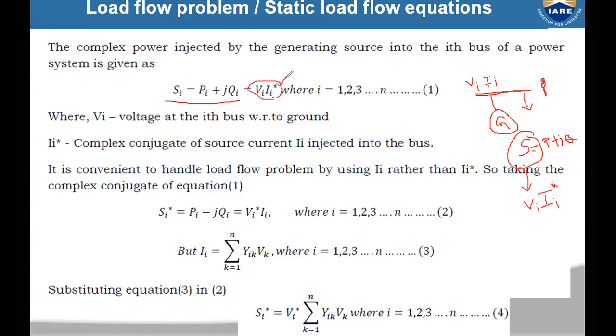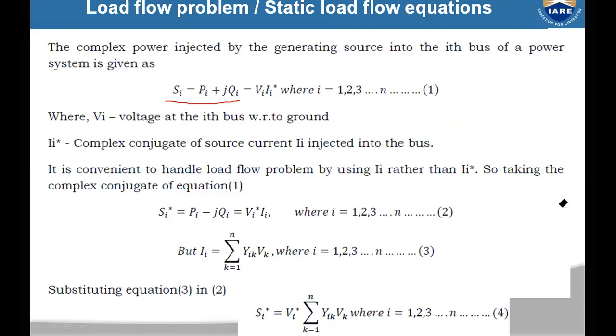What does this conjugate represent? Generally, about 90% of the loads in the power system are inductive, so the current is always lagging. Current I is equal to magnitude of I at an angle of minus theta. To eliminate this minus, you write it as a conjugate. So the complex power is always represented as Vi into Ii conjugate. This is the injected power at the ith bus.